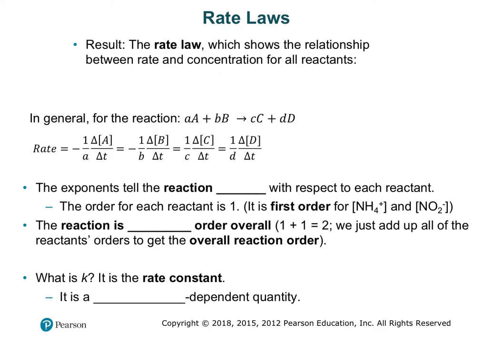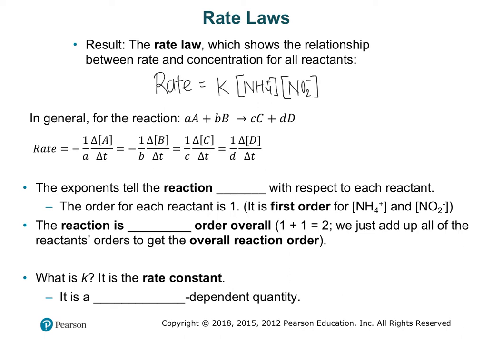So if we put that together, our rate law, which shows the relationship between the rate and the concentration, so not the change of concentration, but the actual initial concentrations for the reaction, is: the rate equals K, some constant, times ammonium to the 1. We can put the 1, but we don't have to, times nitrite, also to the 1.